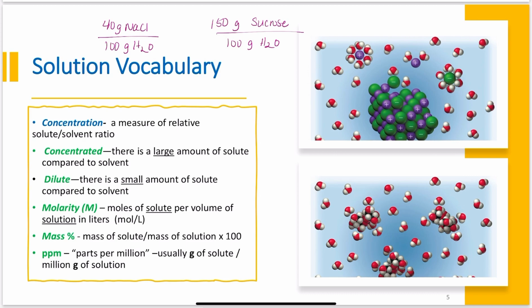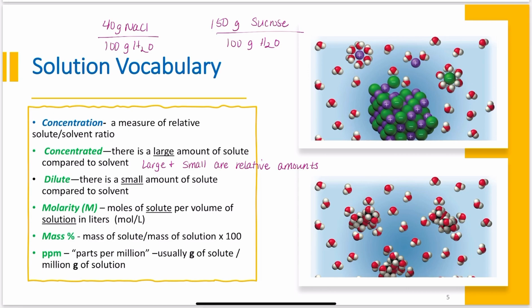Concentrated is a relative statement. Concentrated tells us that there is a large amount of solute compared to the solvent present. Large and small here are relative amounts. There are some compounds that do not dissolve well in water, so a tiny, tiny little bit of it dissolving makes this solution concentrated. There are others that can dissolve to no end, like salt dissolves really, really well in water, and so I can dissolve a lot of it before it becomes concentrated.